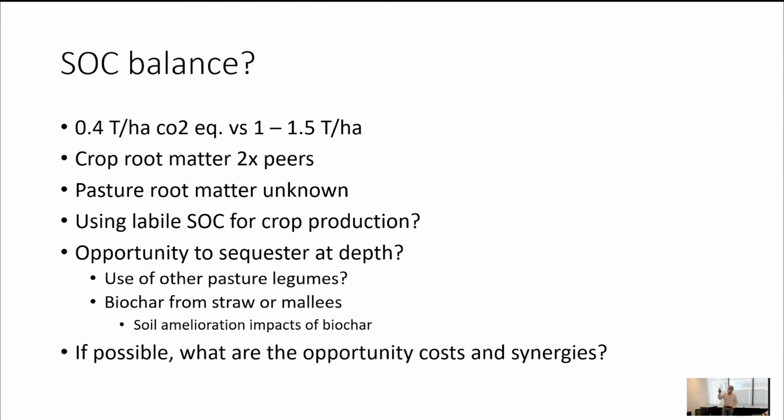Yeah. Okay. On the organic carbon balance, they've achieved a low emission system.